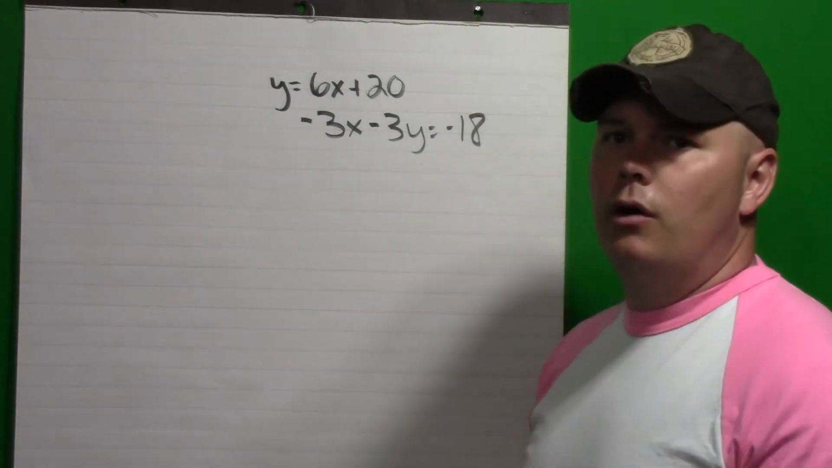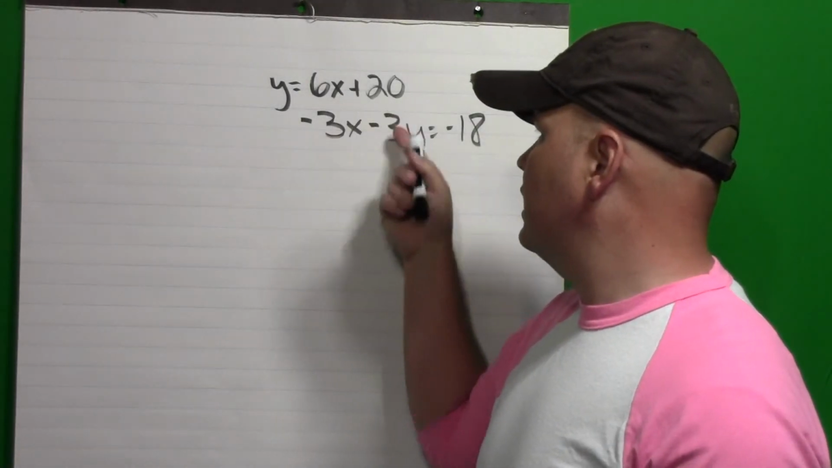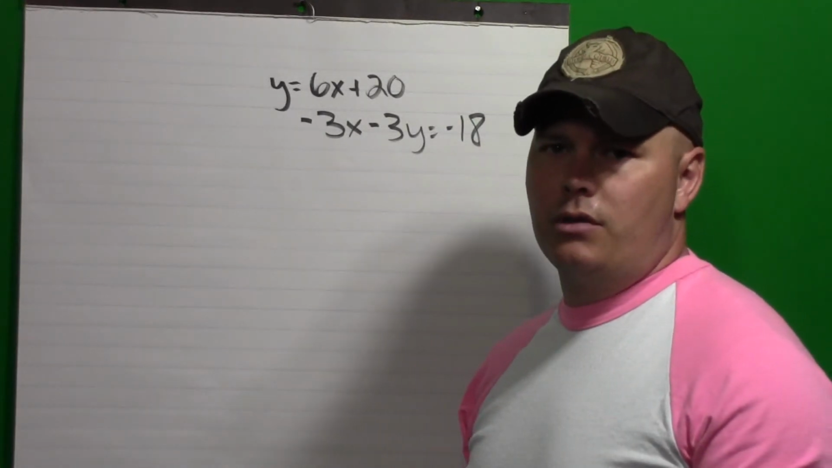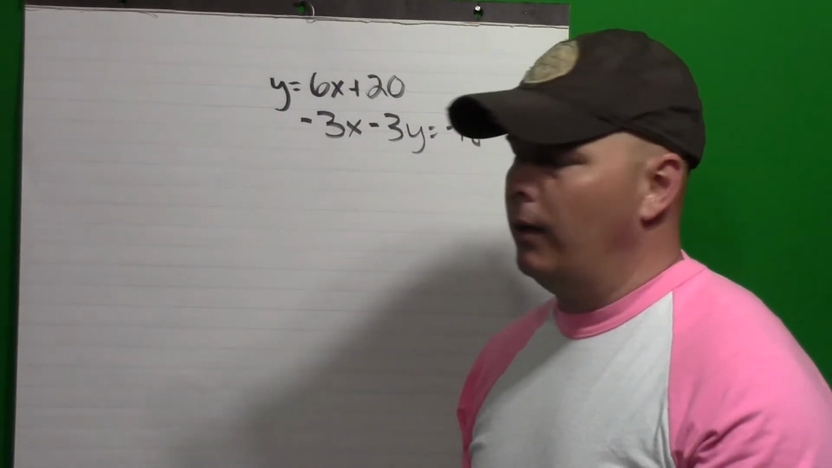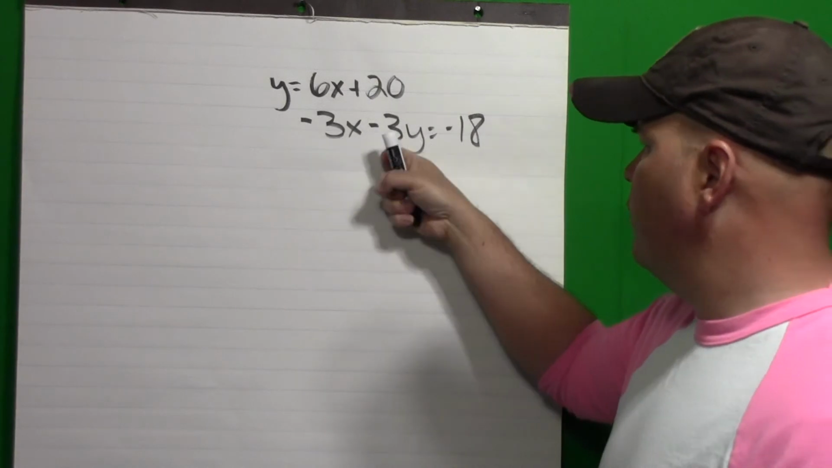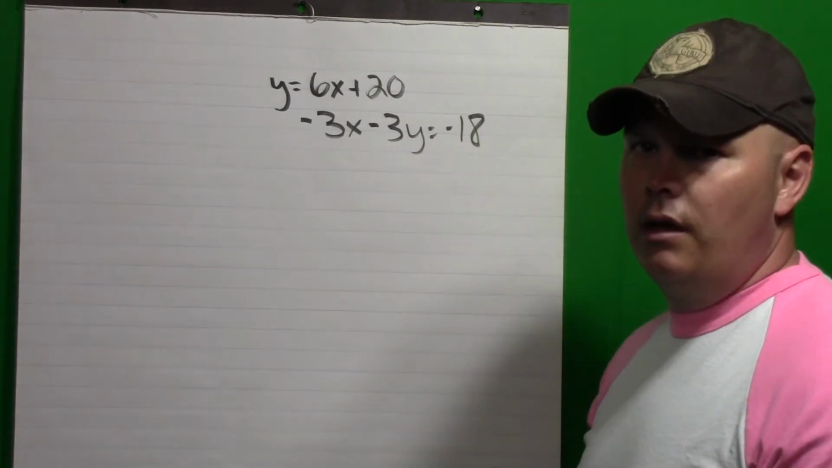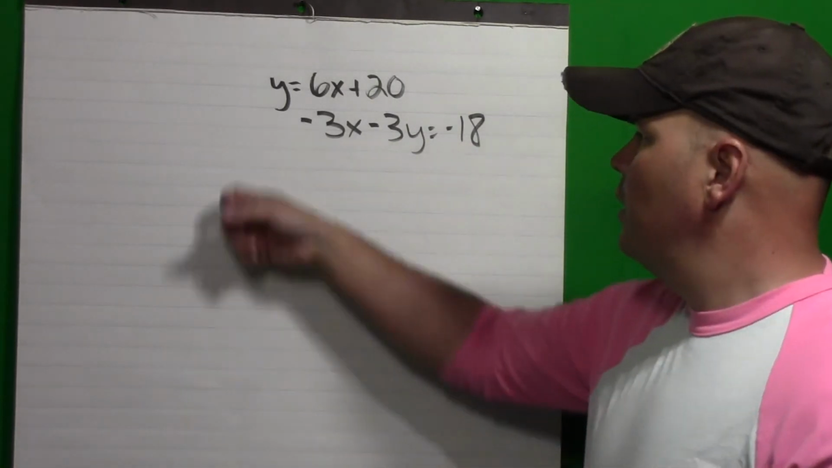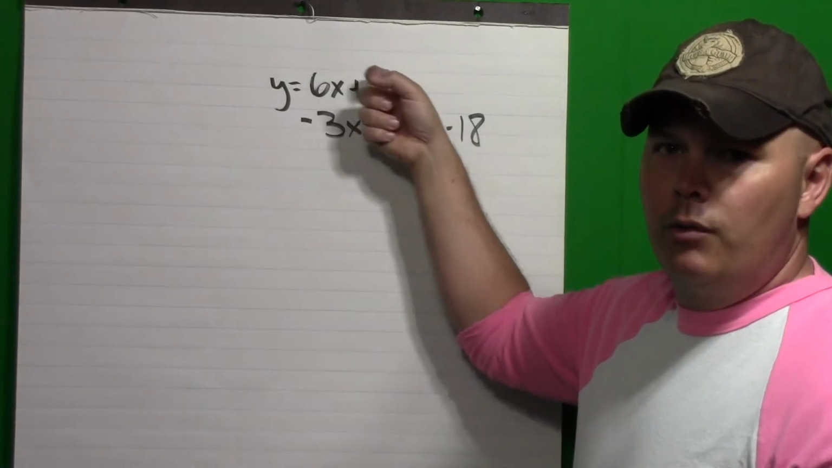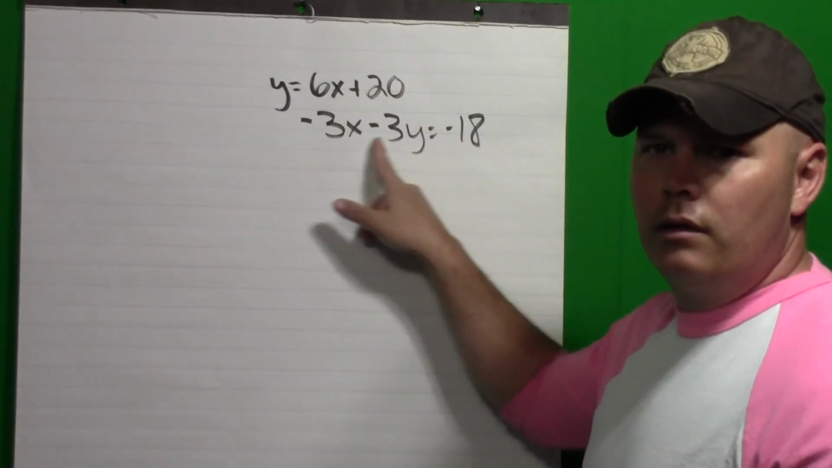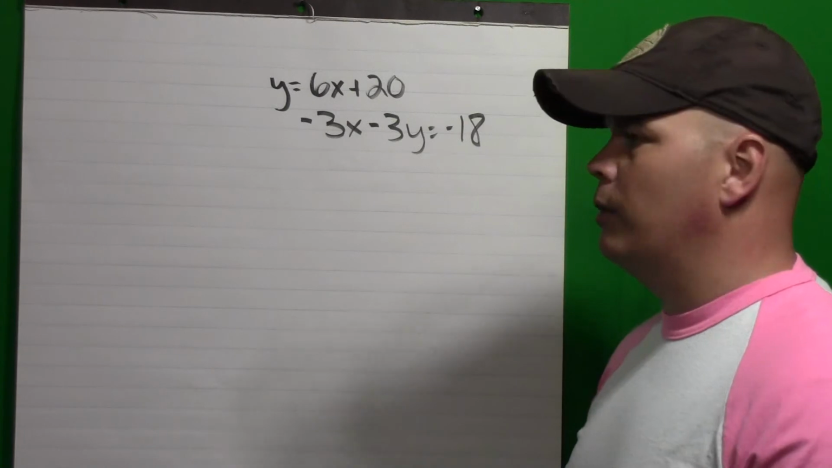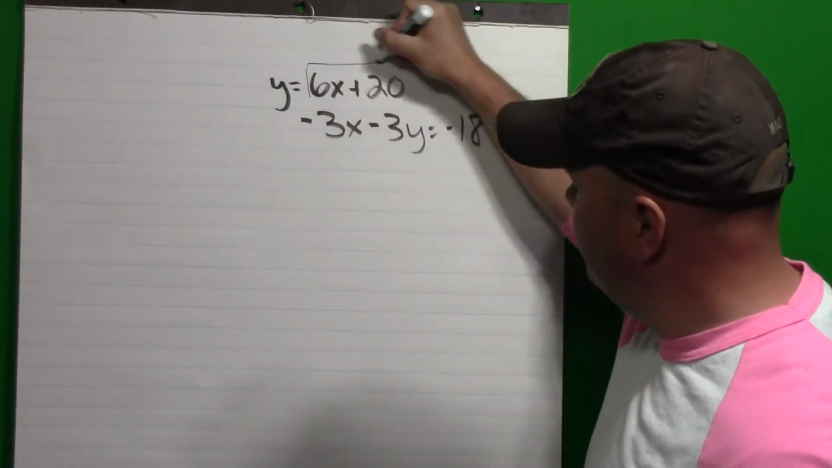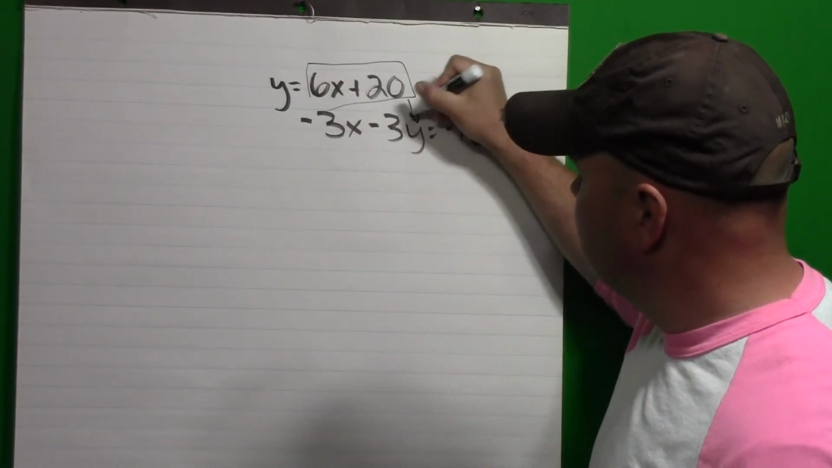Okay, so here we have y equals 6x plus 20. Bigger numbers. You guys usually don't like those, but it doesn't mean it's a harder problem. Okay, and we have -3x minus 3y equals -18. Now in that systems of equations, this is my slope-intercept form equation. This one is my standard form equation. So I'm going to take my slope-intercept form and plug it into my standard form.